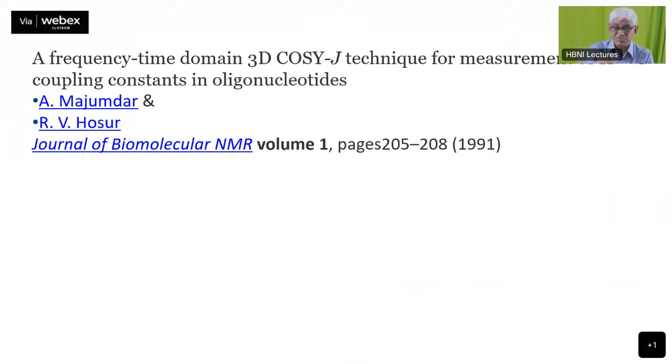Okay, now this was the technique which we developed. Of course, I am not going to discuss that in detail here, but this paper is already there, on measuring the phosphorus-proton coupling constants in oligonucleotides.